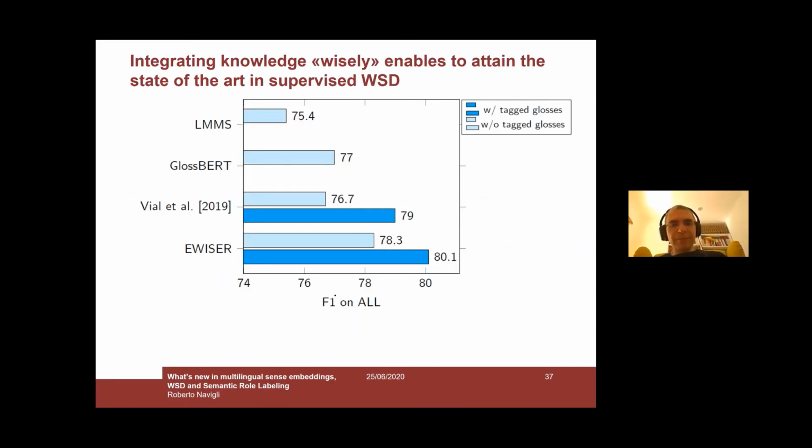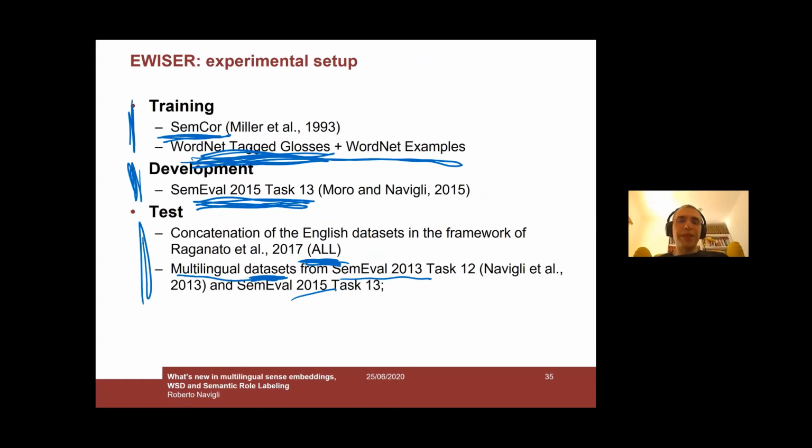These are the results, and we compare the results against the best performing systems. As I said, LMMS is based on a sense embedding representation that is also informed by training data. GlossBERT is also supervised. And so all these approaches are also leveraging information from WordNet, mostly from WordNet, I would say. And we also differentiate, in the case of Vial and Wesser, between the use of WordNet tagged glosses when they are tagged indeed.